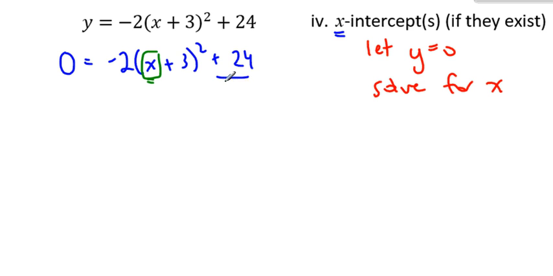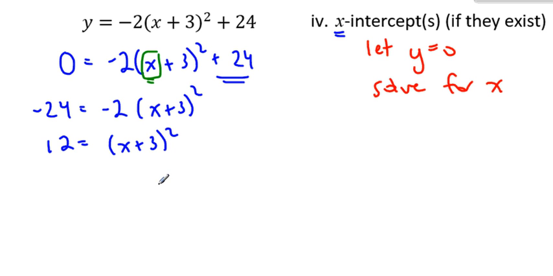So first, I'm going to get rid of positive 24. To remove it, I subtract 24 from both sides. Then I need to get rid of negative 2 because negative 2 is further away algebraically from the x. So dividing both sides by negative 2.